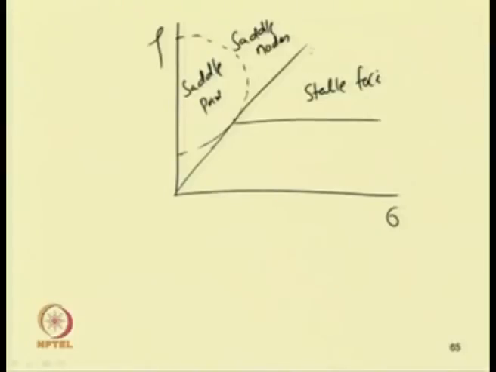So, this is the line of rho square equal to 4 sigma square. Here unstable node. So, one will have unstable node, here unstable foci. Rho equal to half, so this line is for rho equal to half.